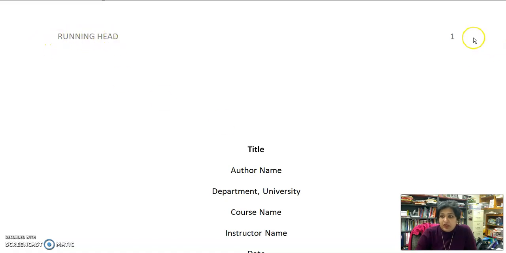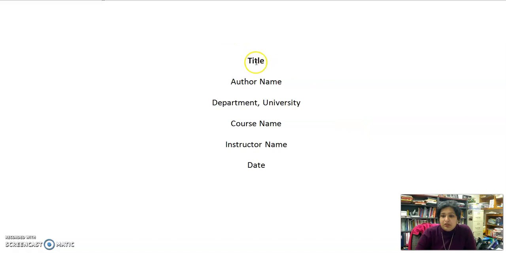There will be a running head, a page number, and the title of your paper. The title of your paper is not your research question. So make sure you understand that the title of the paper is not your research question. So you'll have a title, your name, your department, university, which will be Midwestern State University, course name, EDUC 5053 or 57, instructor name, and the date.